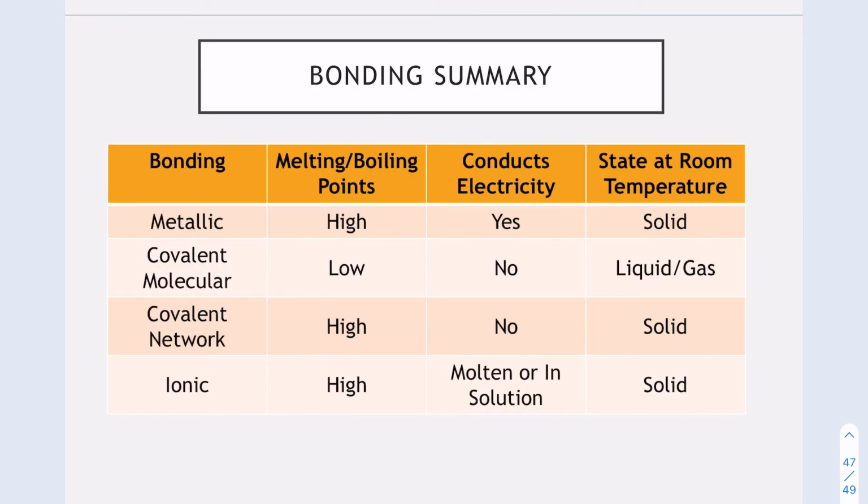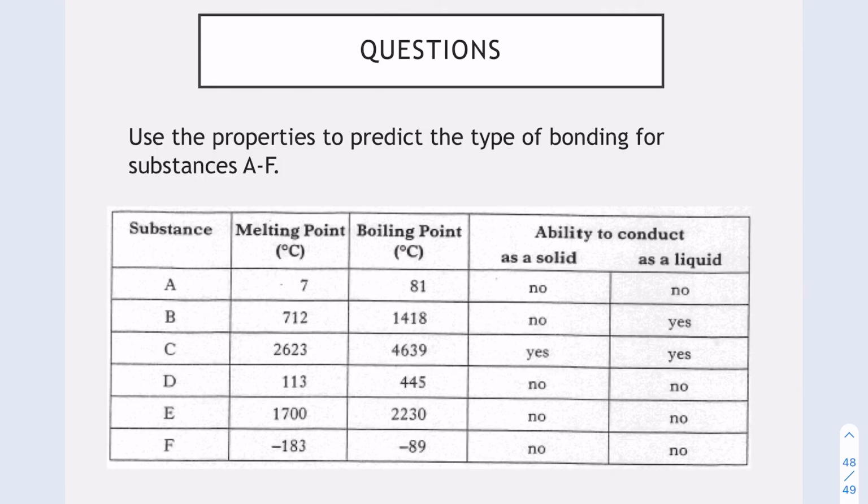So here we have a summary of all the different types of bonding so far, although I've not mentioned metallic, but I've popped it in here just so that you can have a look at it. We'll learn about that later on in the course. With your melting and boiling points, if it conducts electricity and its state at room temperature, I'm going to do a little example. Here we have a table A to F with melting points, boiling points, and if it conducts, and we're going to predict the type of bonding for substances A to F.